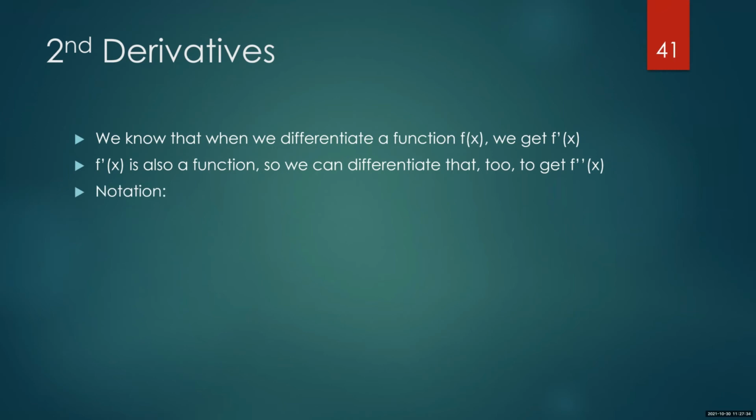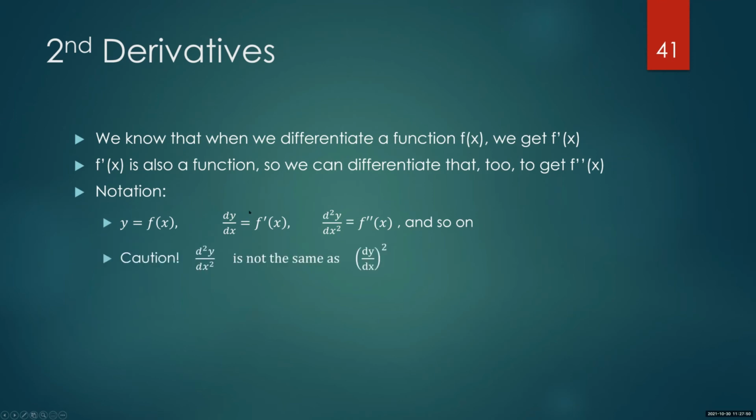So here's some notation around it. If y is equal to f of x, dy/dx is equal to f dash of x. And the second derivative, which we call d2y/dx squared, is equal to f double dash of x, and so on. I would caution you though, d2y/dx squared is not at all the same as (dy/dx) all squared.